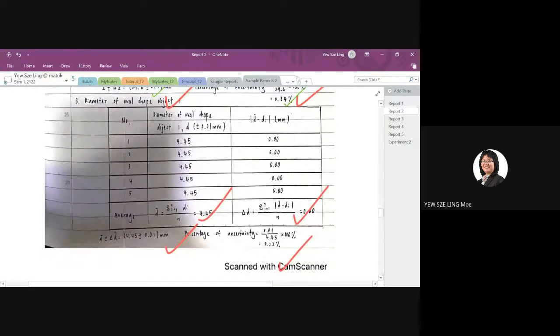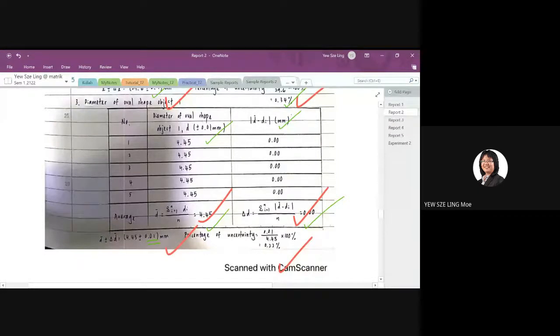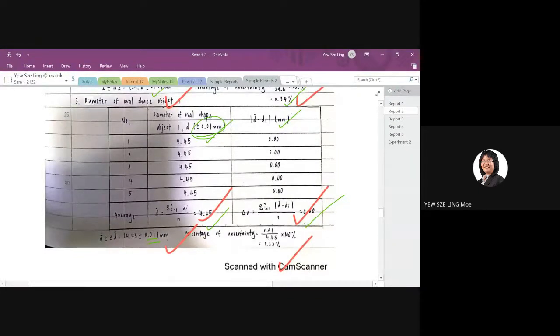Next, the oval shaped object, diameter, 0.01 mm, D in mm, and then 4.45. Consistent, everything to 2 decimal places. So you have to write 0.00, in order to tell the reader you have already measured up to 2 decimal places and the value is still equal to 0. So the final answer, D plus minus delta D, is 4.45 plus minus 0.01. Now you see, it changed to 0.01 already because uncertainty can be recorded up to 0.01. So the percentage of uncertainty again is correct.